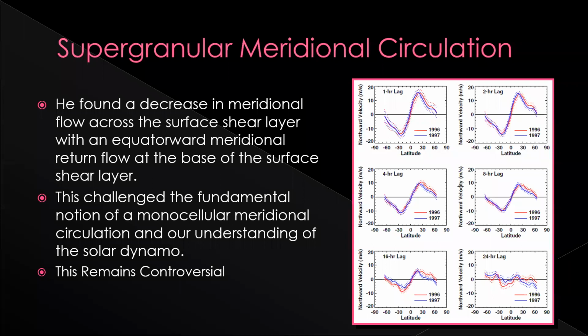This really challenged the fundamental notion of a monocellular meridional circulation and our understanding of the solar dynamo. So much, in fact, that when he tried to originally publish the paper, it was rejected and disputed. I think it took him over a year to get this published. And once he was able to get it published, we started seeing results from helioseismology seeing the same thing. I think Jun Wei was the next one to come out with it, saying that he found this equatorward meridional flow.